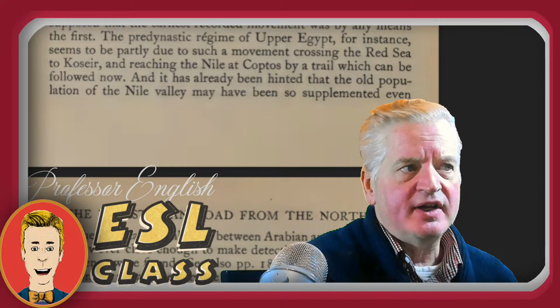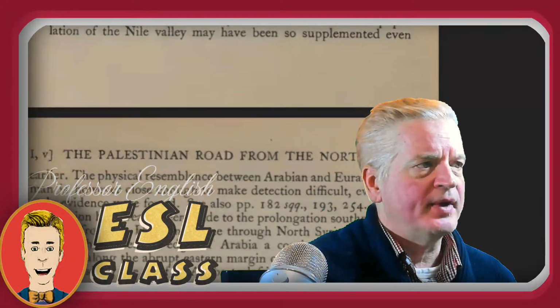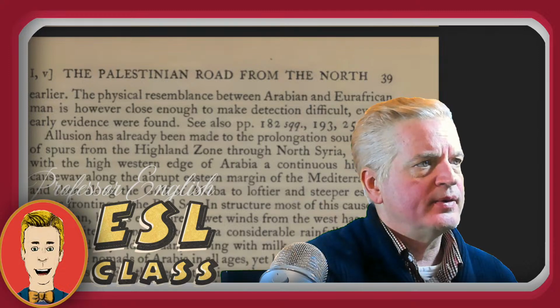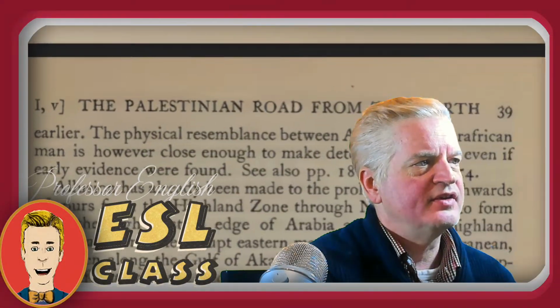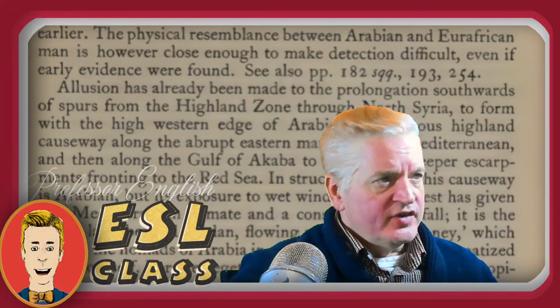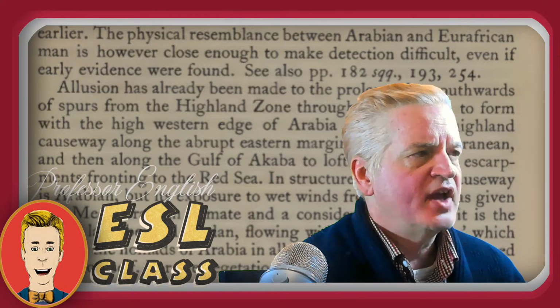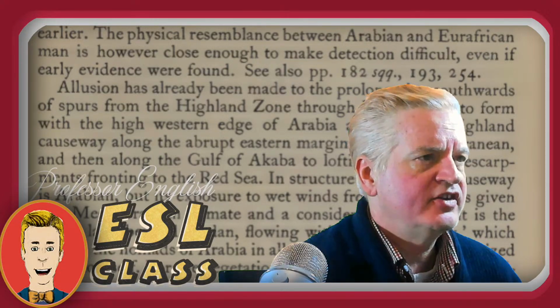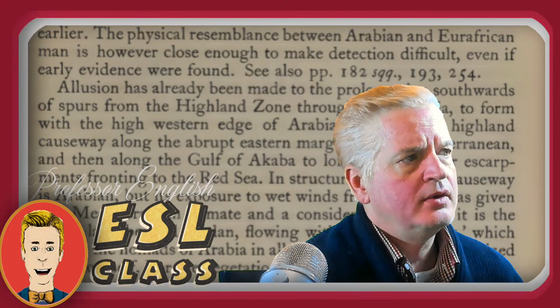And it has already been hinted that the old population of the Nile Valley may have been supplemented even earlier. The physical resemblance between Arabian and Eurafrican man is, however, close enough to make detection difficult, even if early evidence were found.